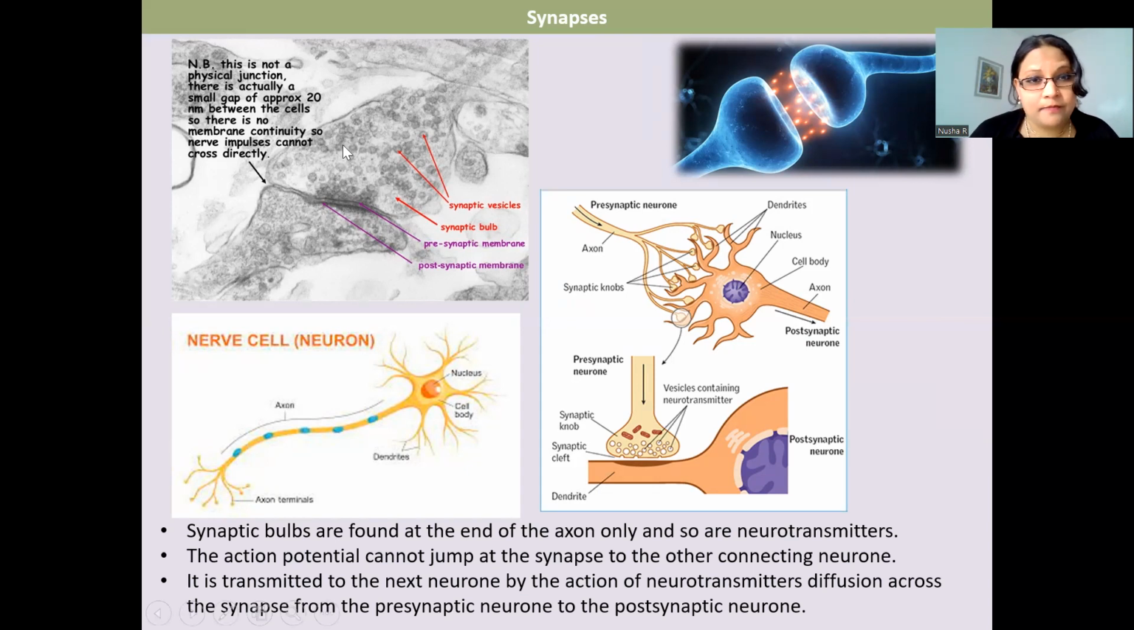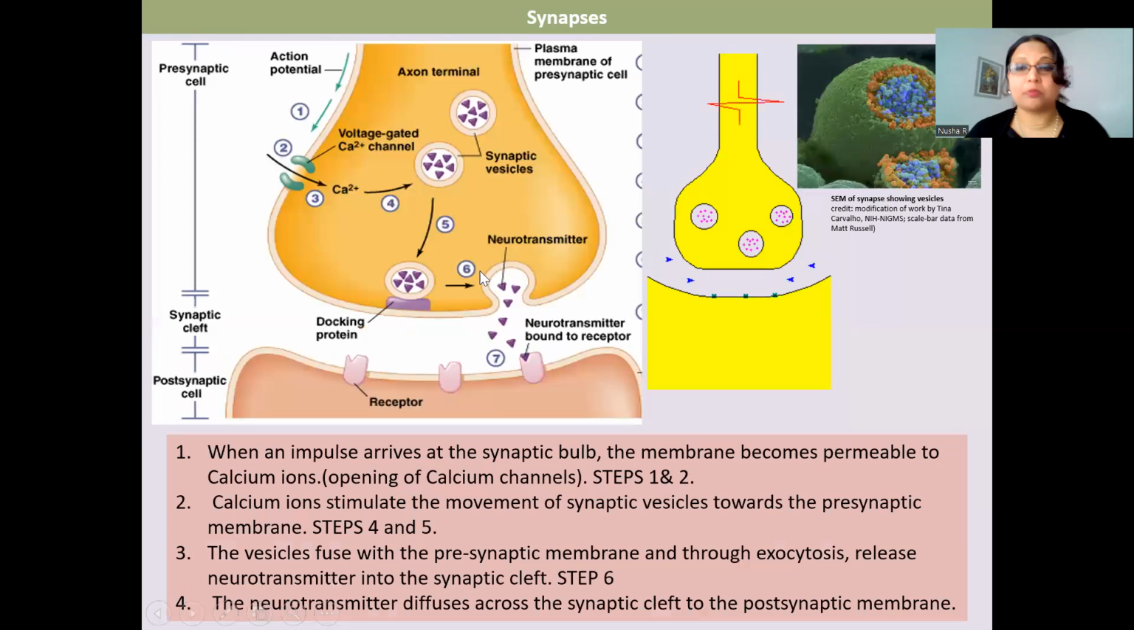Here's a lovely TEM, and we can see clearly in this transmission electron micrograph these neurotransmitter vesicles very, very clearly. And we can see there are none on this side of the membrane, the postsynaptic membrane, but there are loads of these vesicles on the presynaptic side of the synapse. So that was just a little bit about synapses.